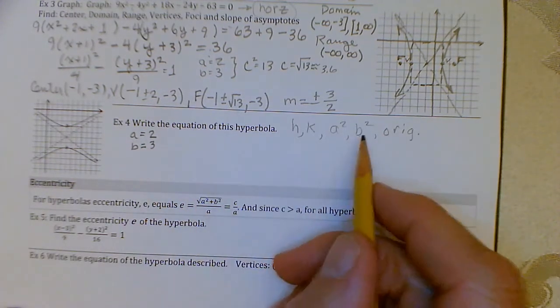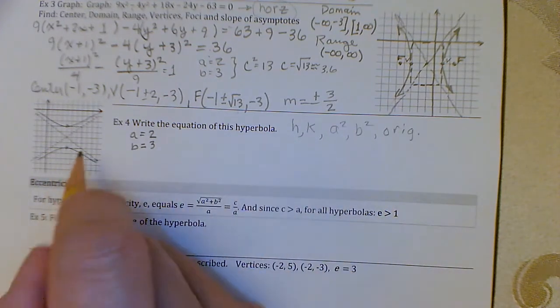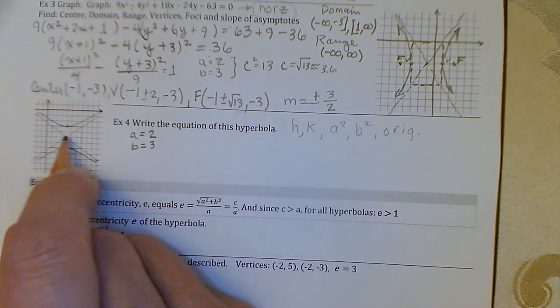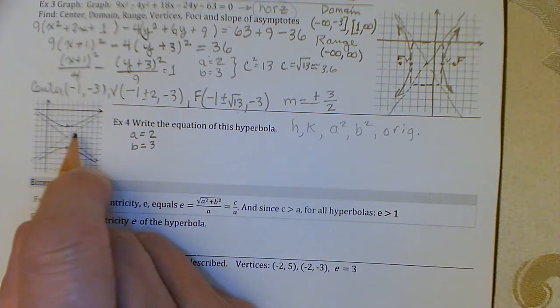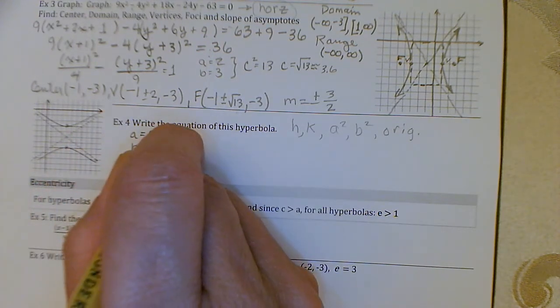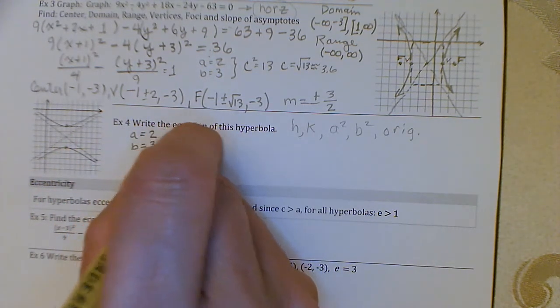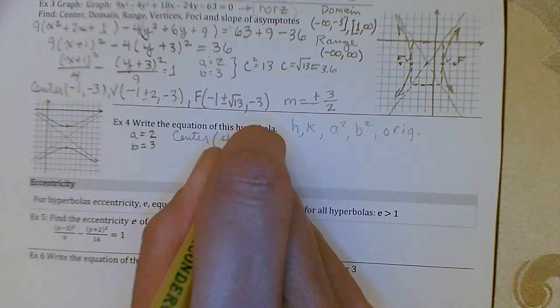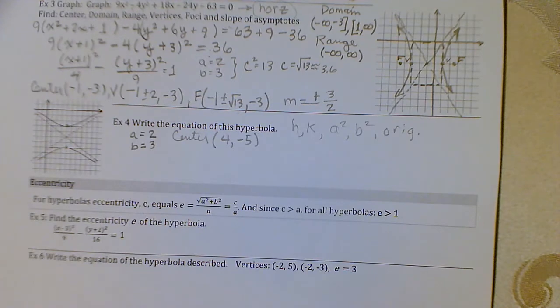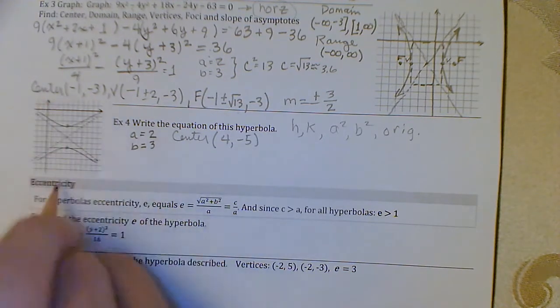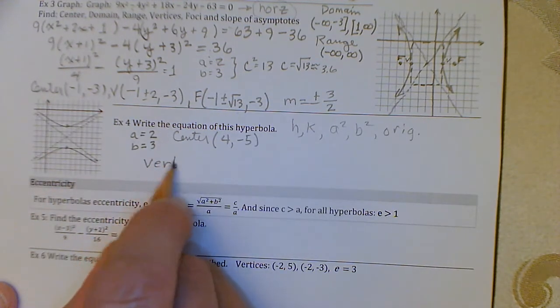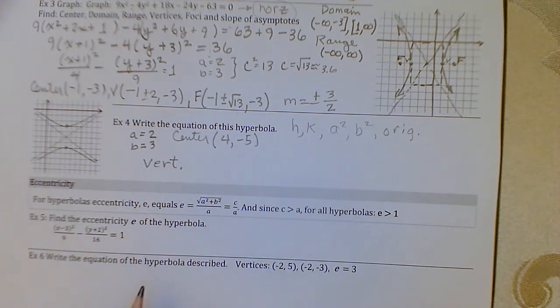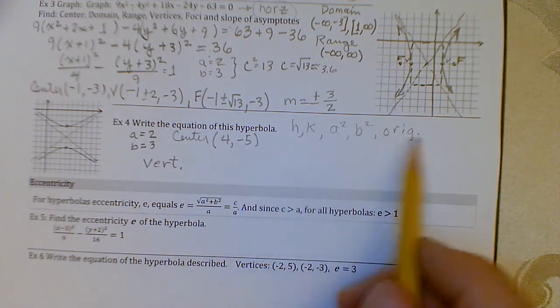We don't really have to find the c in this case, but the center is pretty easy. It's where the asymptotes intersect. So if you look at that closely, you can see that the center, h and k, is going to be 4, -5. The orientation, or the transverse axis, is vertical. And so we know everything we need.